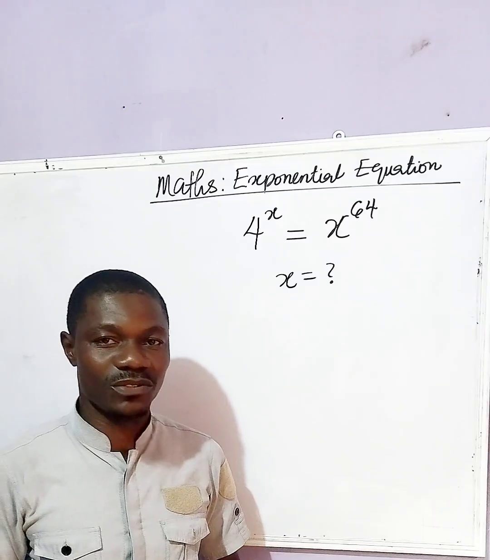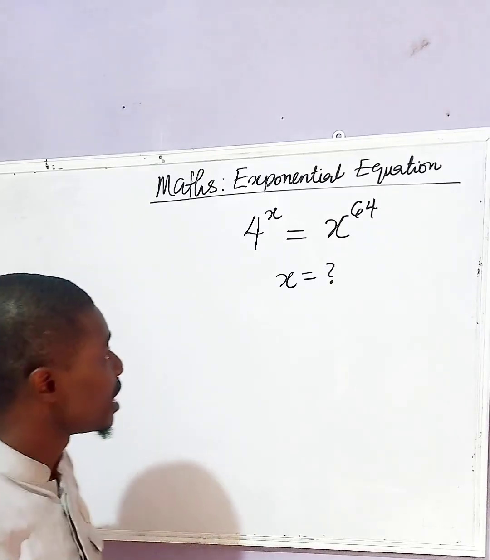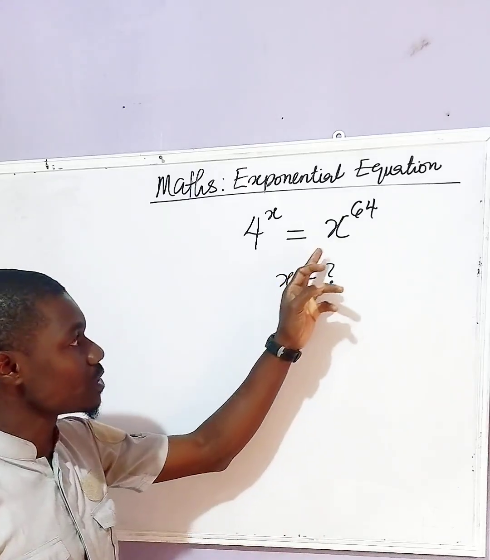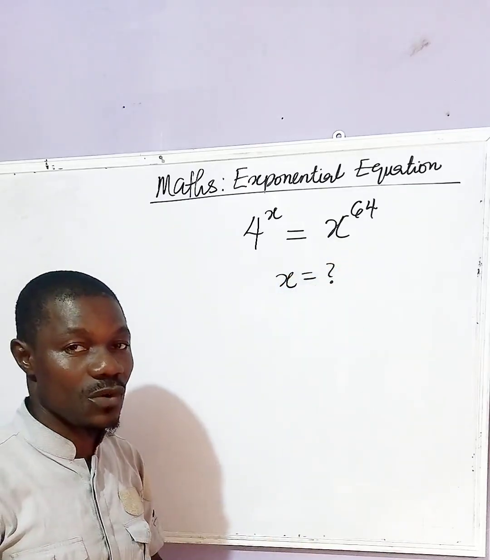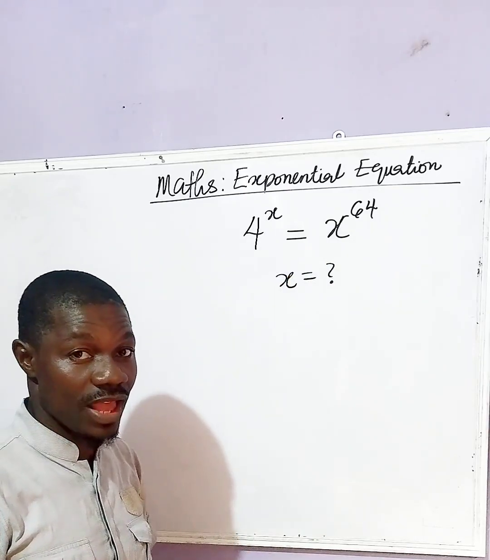Welcome to Milak Online Tutorial, and before us is this exponential equation, and it reads that 4 raised to the power of x equals x raised to the power of 64. We are asked to find the value of x.